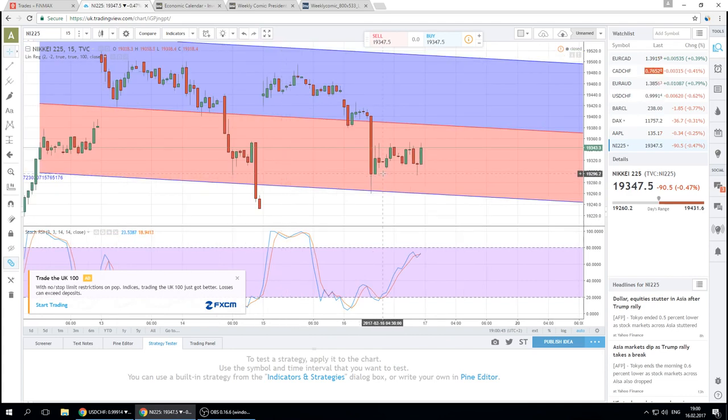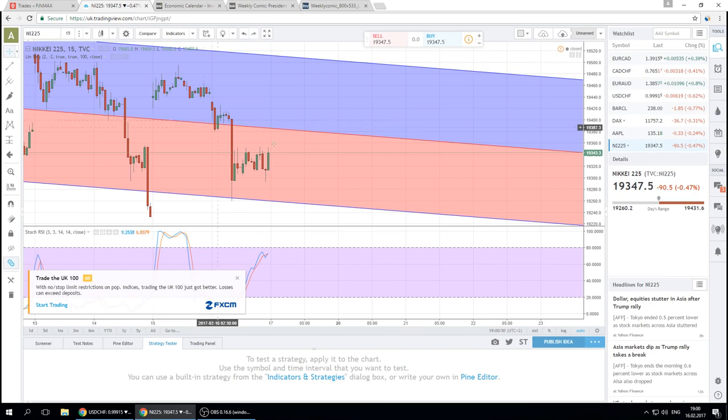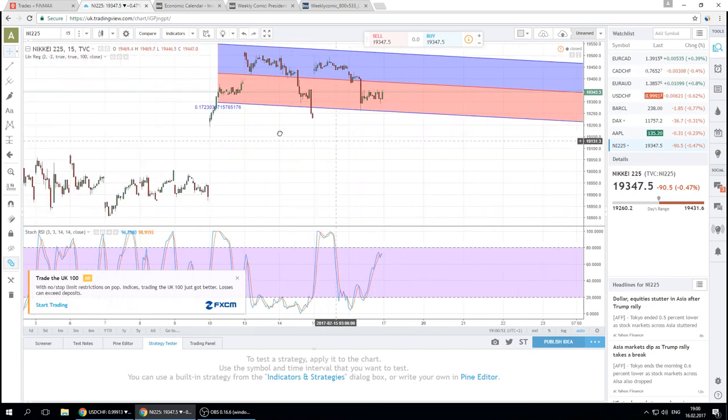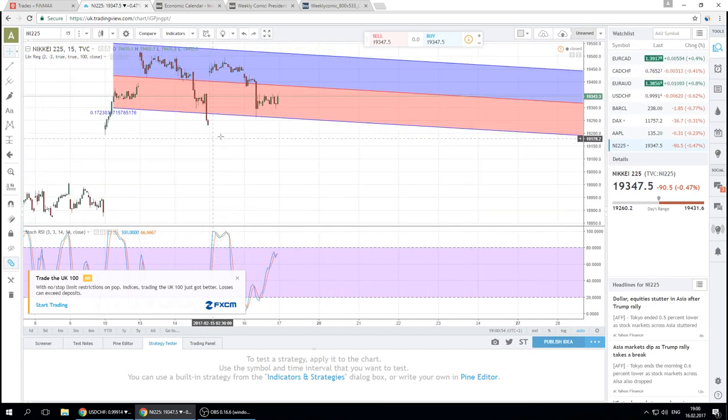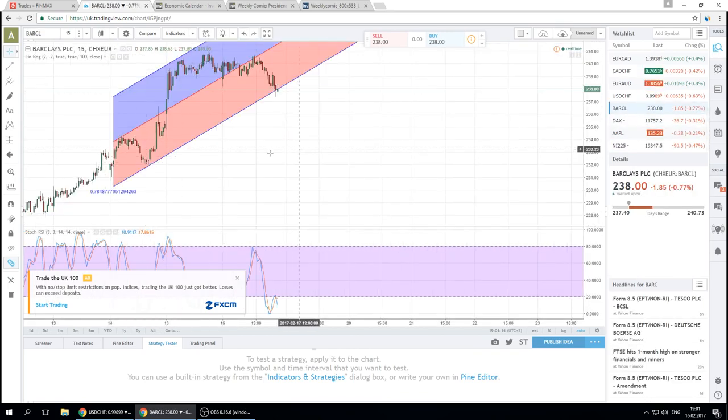Nikkei. This is the Japanese index. And you also see these gaps, the difference between the time when the stock market was closed and when it was open. That's the common situation for indices, for stocks. Some people are making money on that.